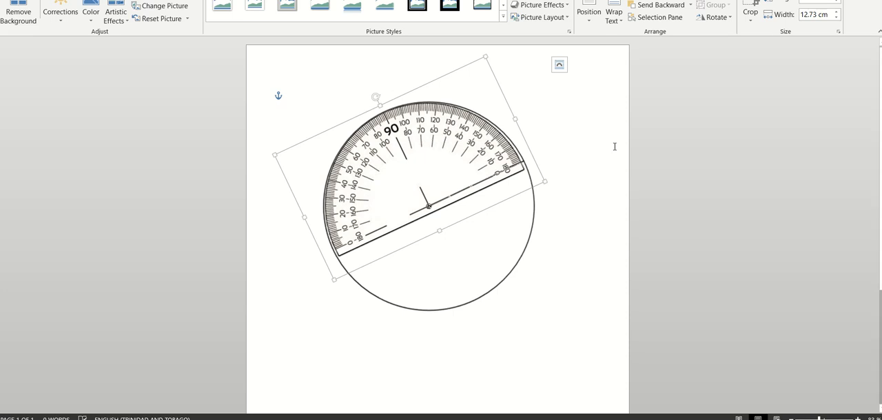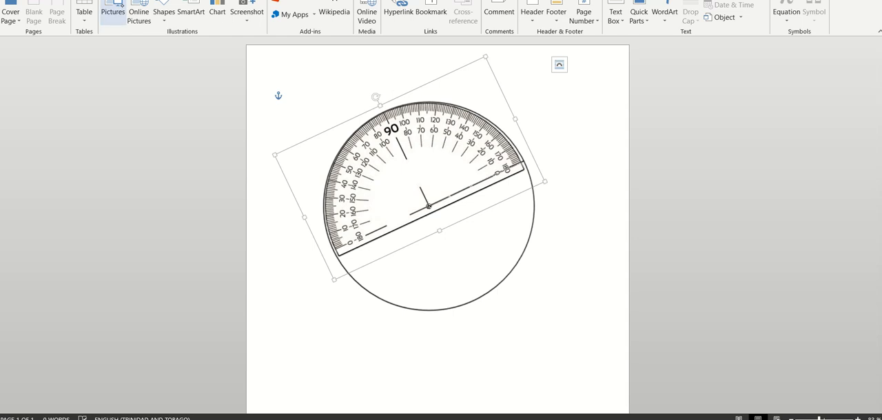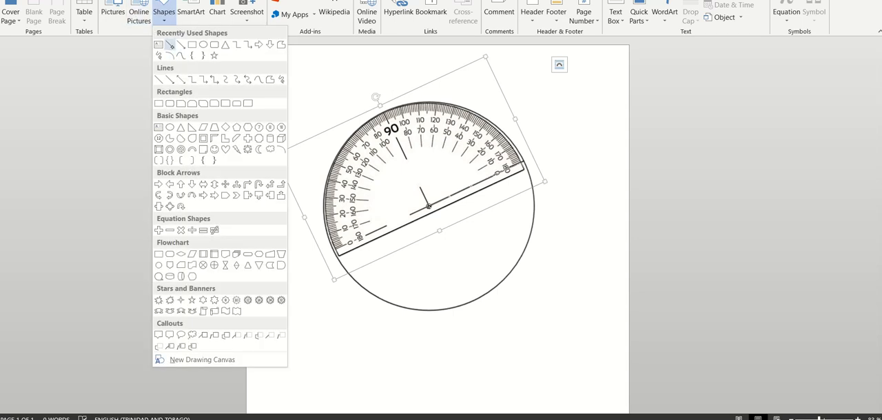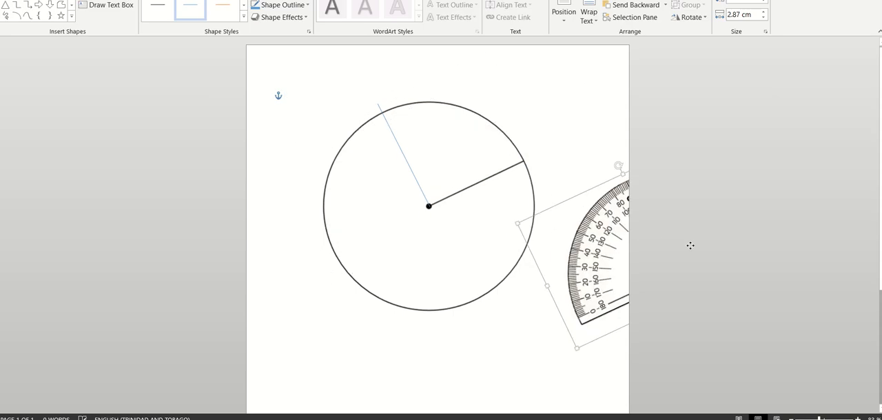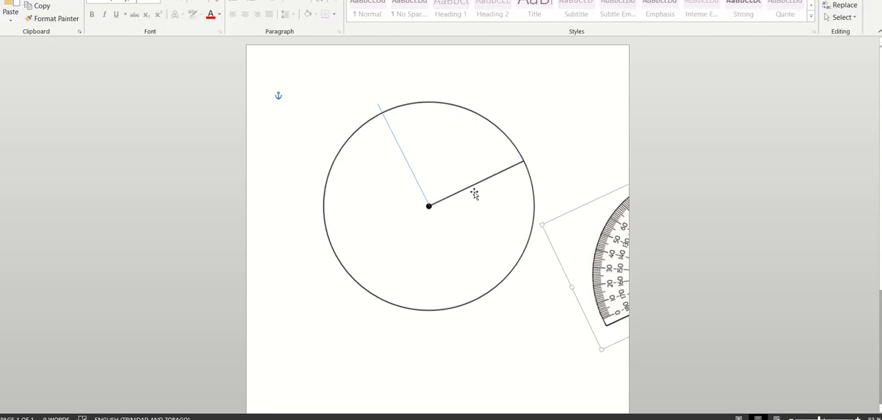So what you're going to do is insert shapes. So I am going to draw a line through that 90 going straight to my center here. Right, so this is my 90 degrees right here. You're just going to label it after.